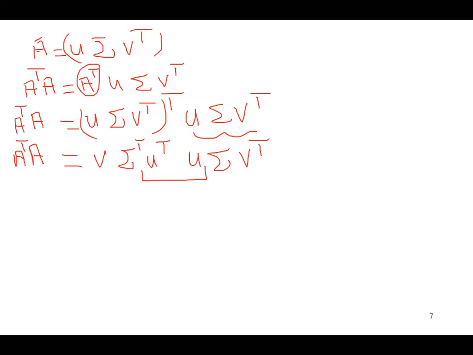Why? Because these are just orthogonal matrices. And we mentioned earlier that U to the power of -1 is the same as U transpose, or the inverse, since these are orthogonal or orthonormal matrices. So at the end, you will have V sigma transpose sigma V transpose for A transpose A. You can call this another symbol like that.